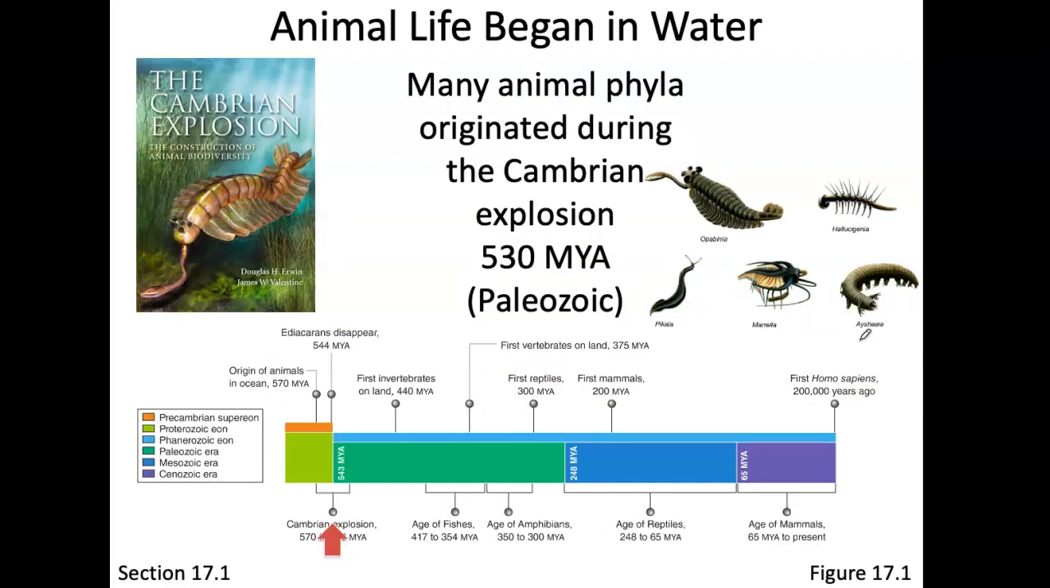We know that animal life began in water, and there are many animal phyla that originated during the Paleozoic, which is 530 million years ago, in this time where lots of different organisms show up in the fossil record. So we're calling it the Cambrian Explosion because there seem to be so many different organisms emerging here. And in the timeline, we have it here at approximately 500 million years ago. Lots of different weird little organisms showing up.